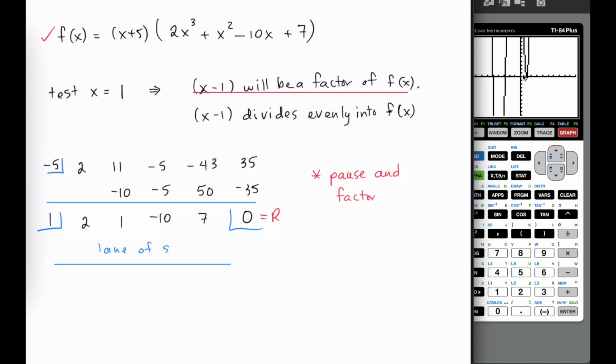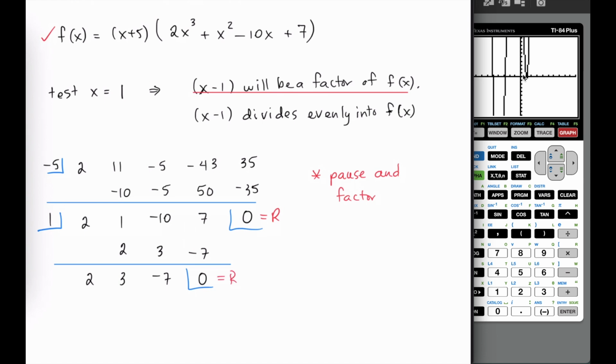So we leave a lane of space here for our work and then bring down that 2. We multiply on the diagonal and that product comes up under the next coefficient. Combine down, we get 1 plus 2 is 3. Multiply on the diagonal and that product comes up here under the next coefficient. Combine down, negative 10 combined with 3 is negative 7. And then multiply on the diagonal to get 1 times negative 7, which is negative 7. Then we combine down again to get 0, which is the remainder.